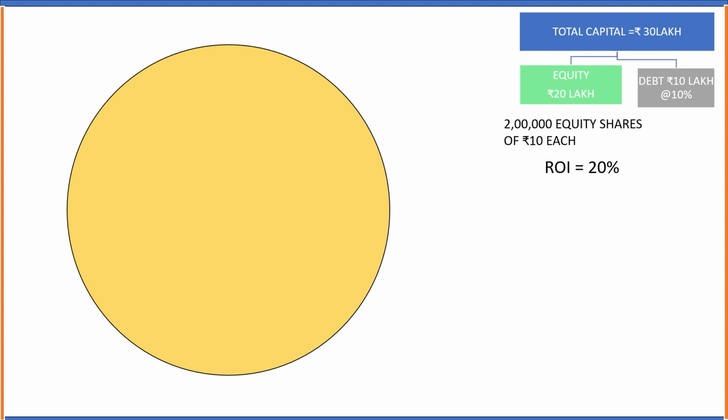Now, whenever the company is making an investment of 30 lakhs, it is doing it in pursuit of making some earnings. In this case, let's presume the rate of earnings is 20%. That means on the capital of 30 lakhs, the company has made a profit of 6 lakhs. Now, coming to the circle, we'll try to understand the division of this 6 lakh diagrammatically.